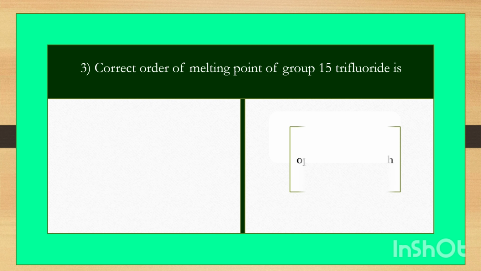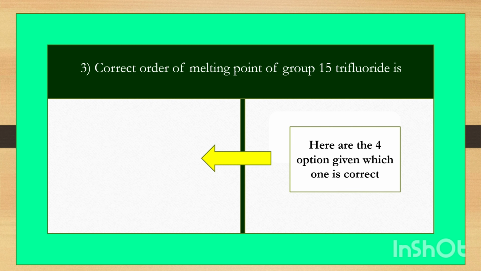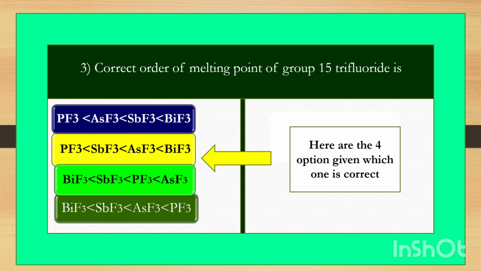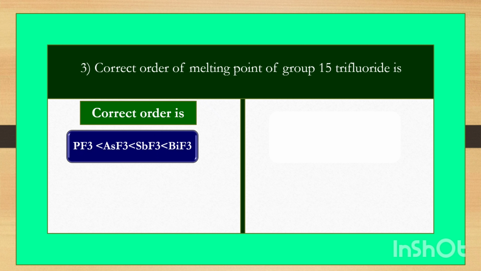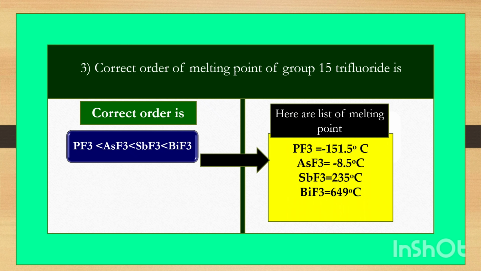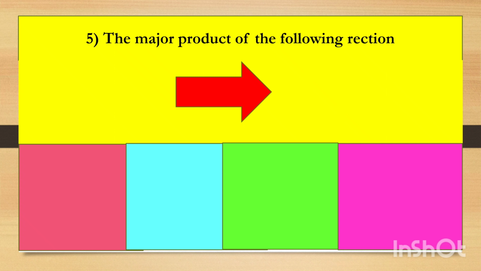Okay, the correct order of melting point of group 15 trifluorides. Here the four options are given. Which one is correct? Let's find out. Here PF3 has the very lowest melting point compared to arsenic, and next the highest is bismuth. Bismuth has the highest melting point, 649 degrees Celsius, antimony is 235 degrees Celsius, arsenic is minus 8.5 degrees Celsius, and phosphorus trifluoride is given as minus 151.5 degrees Celsius.